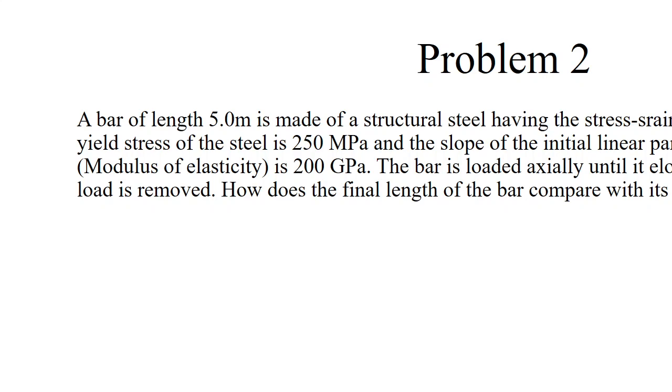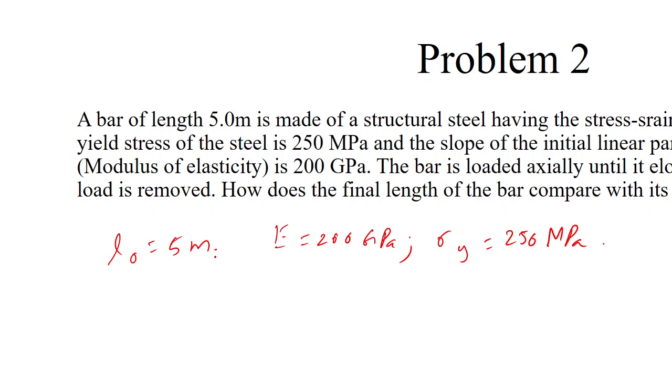The yield stress of the steel is given as 250 megapascal. And the modulus of elasticity also they have given as 200 gigapascals. Sigma y is 250 megapascals. The initial length of the bar, L naught, is equal to 5 meters. And the bar is loaded axially until it elongates 7.5 mm, so delta L is 7.5 mm.